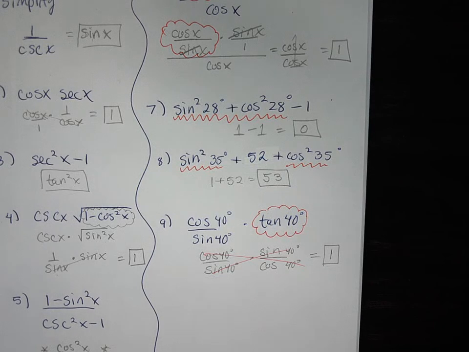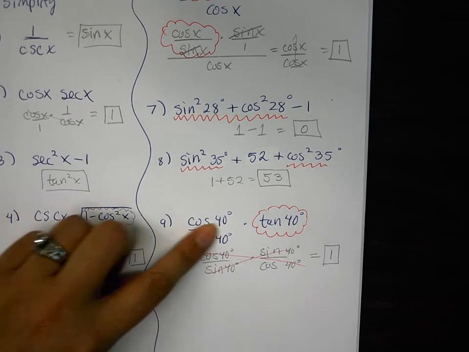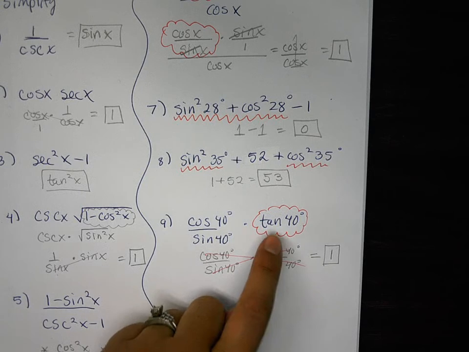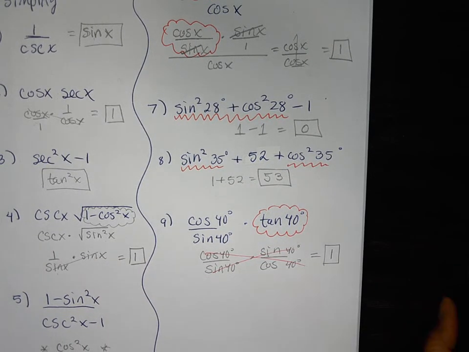Did anybody change cosine over sine to cotangent and then say cotangent and tangent? Now, this is a good way because we typically want to change tangents and cotangents to sine and cosine. Awesome. Questions?